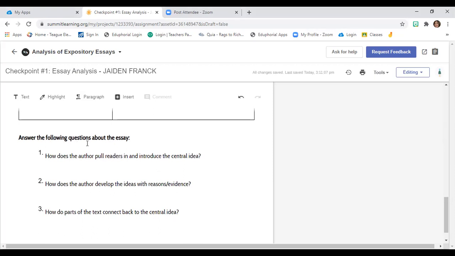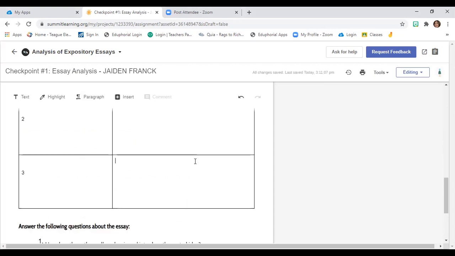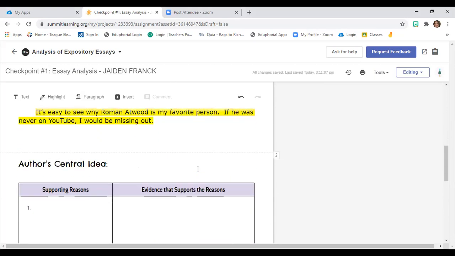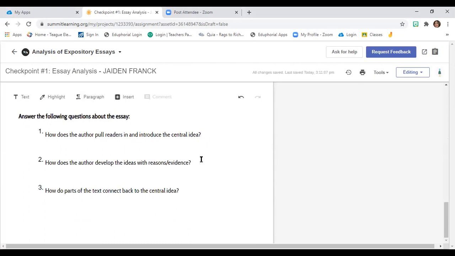You're going to answer the following questions about the essay. You have 3 questions. And again, boys and girls, you're doing this independently, meaning by yourself. At any time that you need to request feedback, remember, on the very top, it says request feedback. Your teacher will get this, and then she can provide you feedback. But try to do this first. You're doing this on your own. Try to finish it.